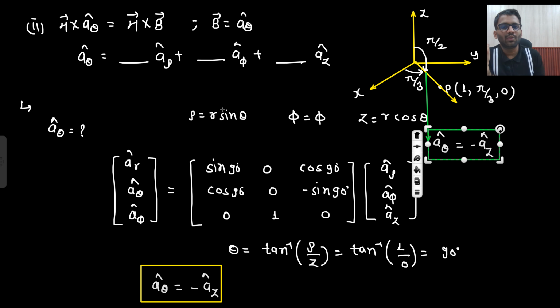There I will not be thinking rho equals r sin theta, phi equals phi, z equals r cos theta, and then writing it in this manner. That also you can do, but here it is very easily found. So a theta I have, h vector I have.